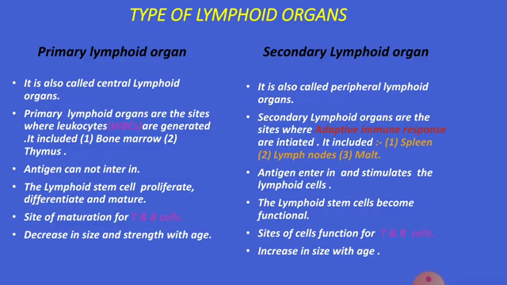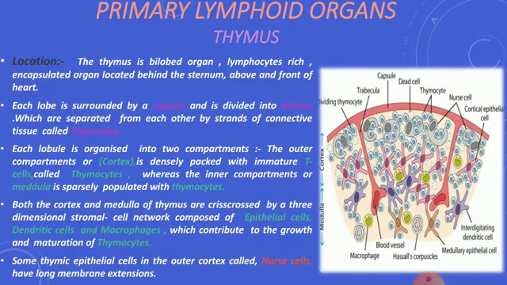And next is the secondary lymphoid organ. The secondary lymphoid organs are also called peripheral lymphoid organs. Secondary lymphoid organs are the sites where adaptive immune responses are initiated. The spleen, lymph node, MALT, and tonsils are the chief secondary lymphoid organs. The lymphoid stem cells become functional in secondary lymphoid organs, and they are the sites of cell function for T and B cells. So now we will discuss the primary lymphoid organs, and the first is the thymus.